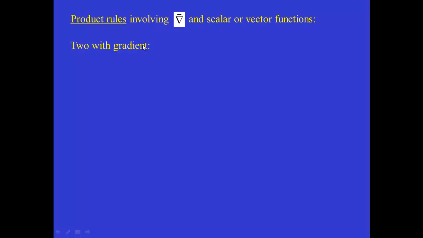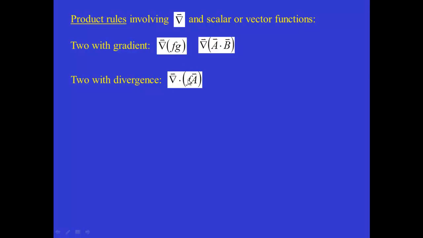We can form two of these with the gradient because we can take the gradient of the product of two scalar functions, or we can take the gradient of the dot product of two vector functions. Both terms inside the parentheses are scalars. We can also take the divergence of two different kinds of products. We can take the divergence of the product of a scalar and a vector function, or we can take the divergence of the cross product of two vector functions.